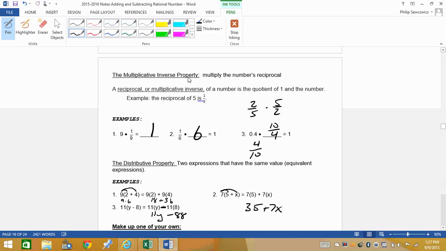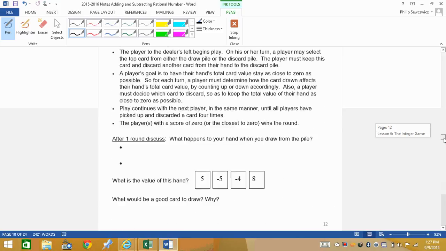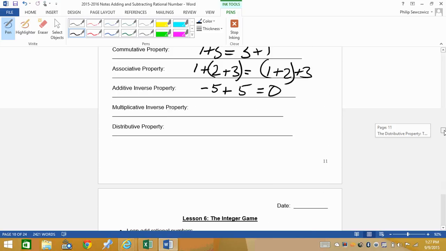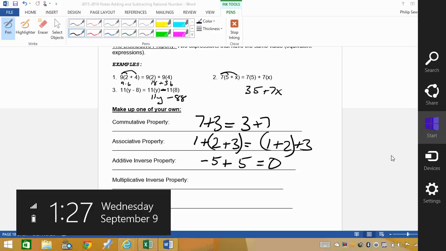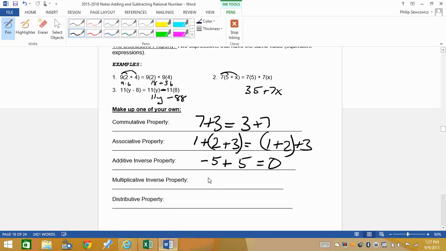But okay, multiplicative inverse, we multiply, and the answer is always 1. So let's go back and get an example down there. Multiplicative inverse. I'm going to choose something like the number 8. That means I'll have to multiply it by 1/8, and I'll get an answer of 1. Again, multiplying a number times its reciprocal. If I wanted to, I could do something like 2/3 times 3/2, that would also work because the answer would be 1.